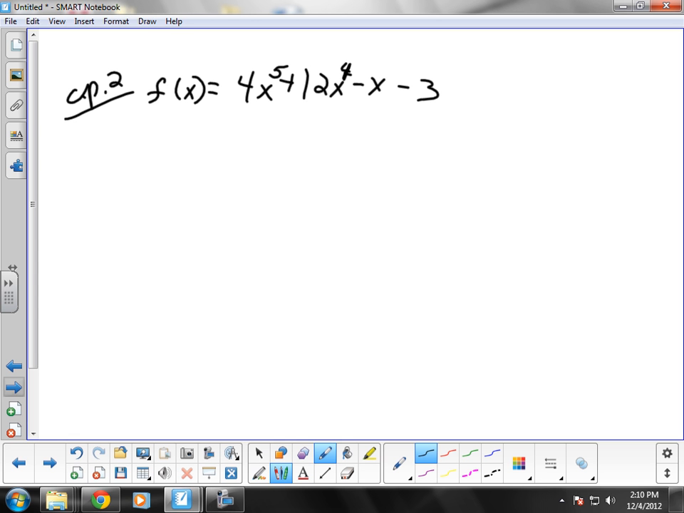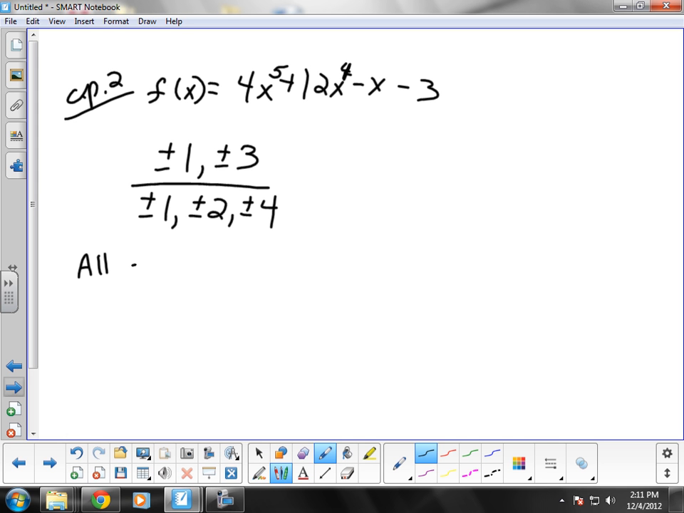So what are the factors of negative 3? Plus or minus 1 and 3. And the factors of 4? 1, 2, and 4. And positive and negative always of all of them, right? So this is how I do this, because I get turned around and I can't remember which ones I've done. All possible rational zeros are what we're trying to get here.